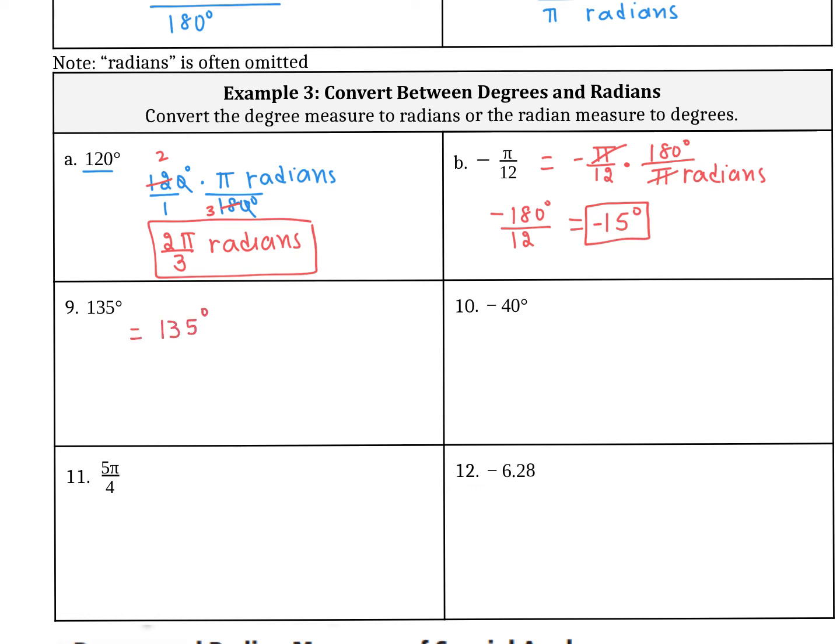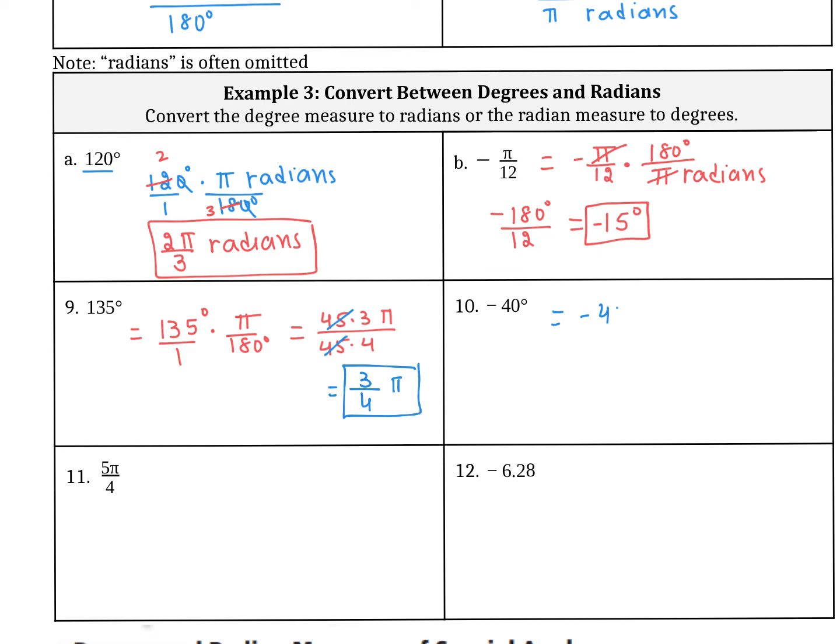For number 9, you're going to change that into radians. So 135 times pi over 180 radians. You're going to change 135 as 45 times 3, and the bottom is 45 times 4, because 45 times 3 is 135, 45 times 4 is 180. You cancel the 45 and 45, and you get 3 over 4 pi.